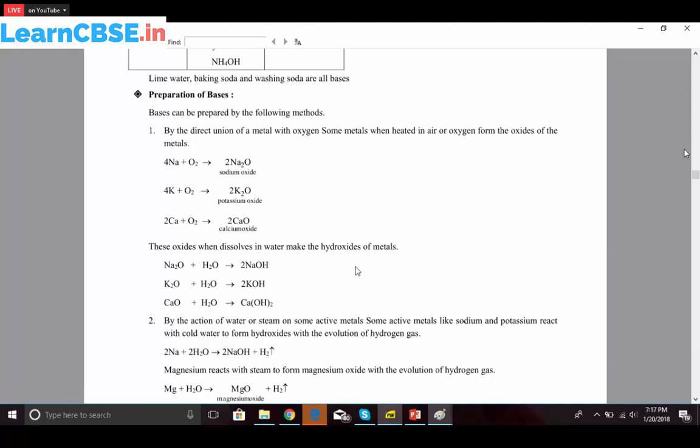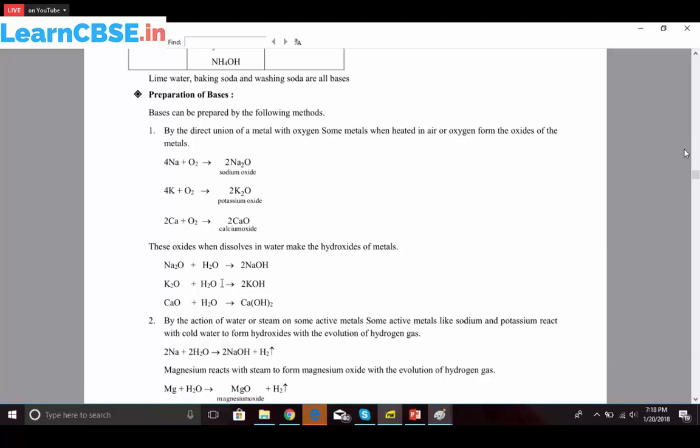So these oxides, okay, how can we prove that these oxides are bases? Whatever oxide it produces, we have to dissolve in the water. So Na2O, when it dissolves in the water, forms NaOH, the hydroxides of the metal. Then K2O, when it dissolves in the water, forms KOH. Calcium oxide, when it dissolves in the water, produces Ca(OH)2.